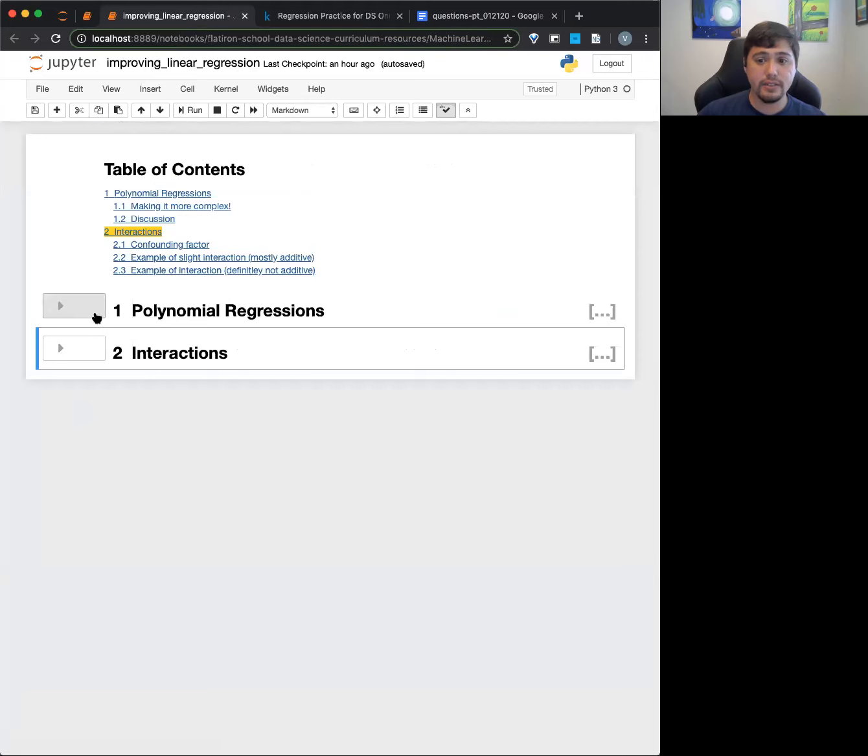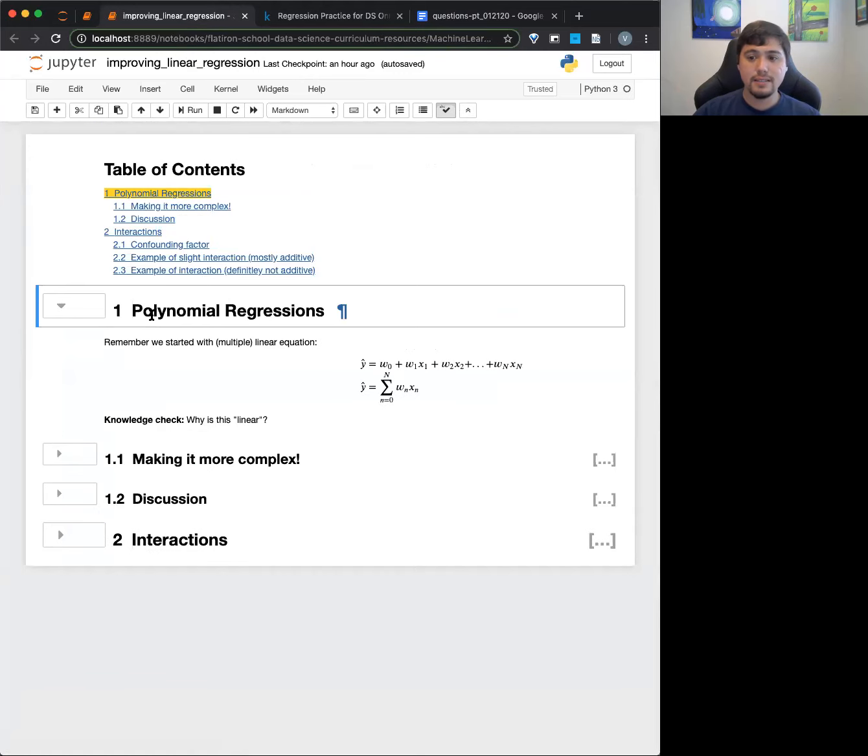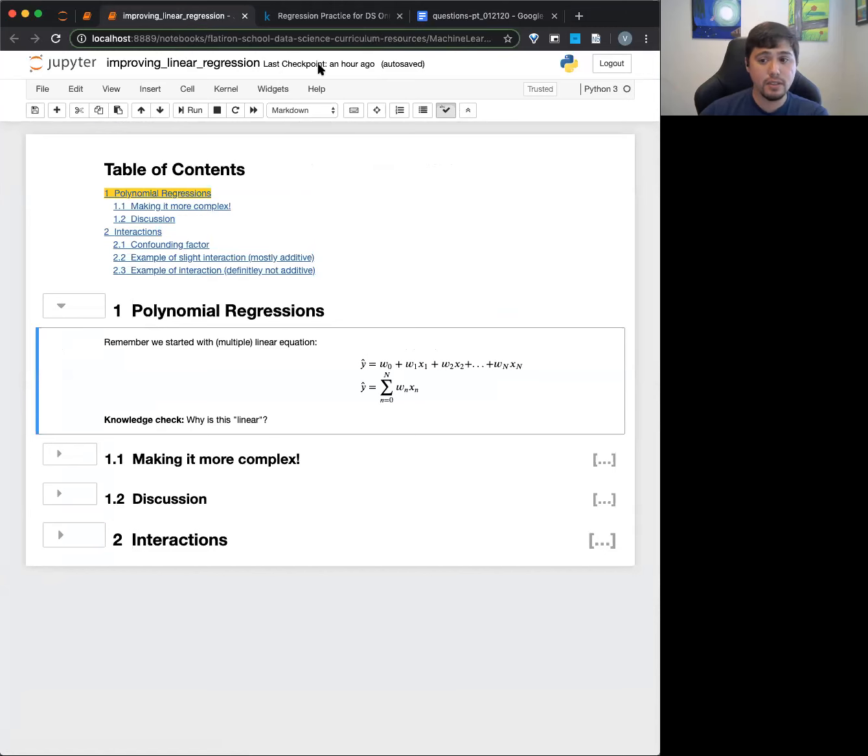So, improving linear regression. There are two things that we talk about in the curriculum in particular: polynomial regression and interactions. I think it's nice to talk about polynomial regression first. We have multiple linear regression, where the equation looks just like this: y hat equals w0 plus w1 times x1 plus w2 times x2. And these w's just represent some numbers, coefficients and intercepts.